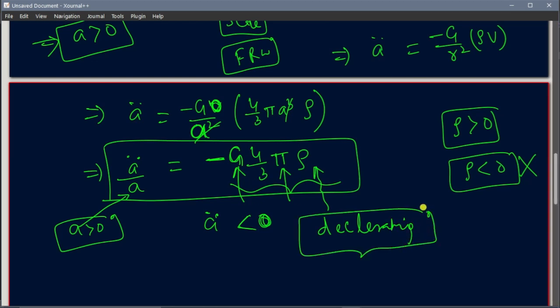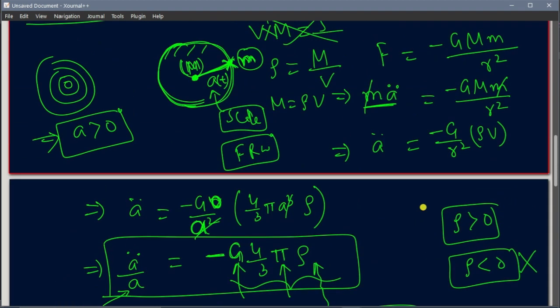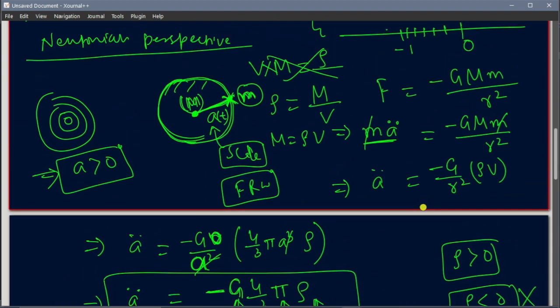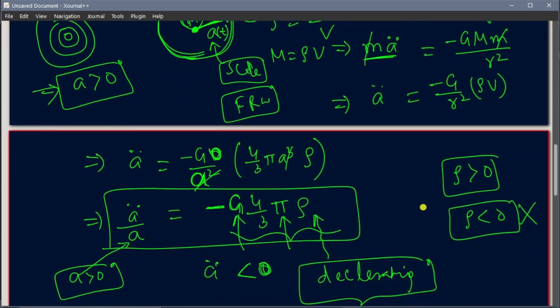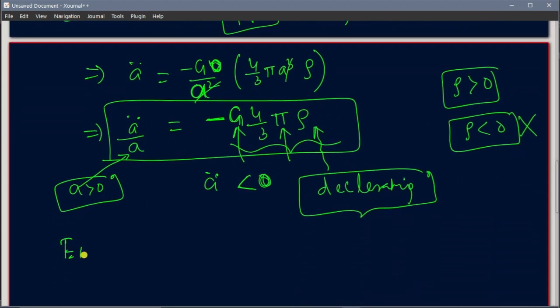It means that if we analyze cosmology from the Newtonian perspective, what we understand is that instead of the universe having an accelerating expansion, it is basically decelerating. So whatever the content in the universe, it is decelerating. Therefore whatever the scenario Einstein presented, or whatever we are actually seeing in the universe, it is completely opposite. Therefore the Newtonian perspective is wrong.